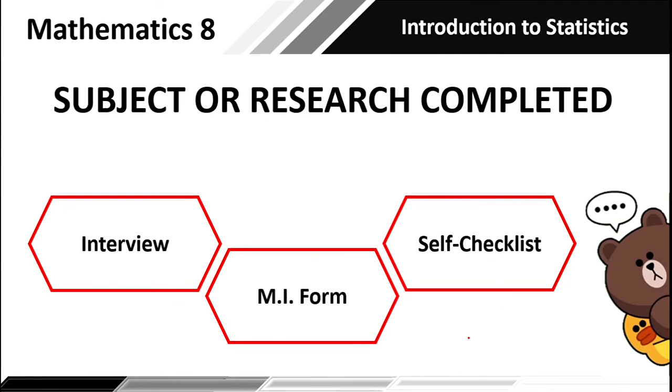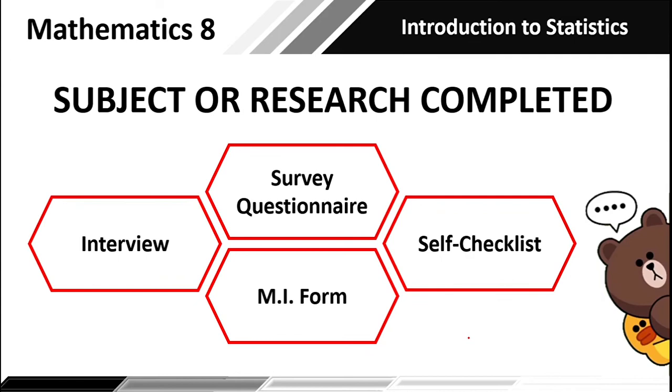Next, self checklist. We have here a clue which is the word self. Therefore, the subject under the study is the one who is checking whether this description suits him. Therefore, it is under subject completed instrument. Our last example is survey questionnaire. Survey questionnaire came from the researcher, therefore it is researcher completed instrument. That's how easy it is to identify whether the tools used by the researcher is subject or researcher completed instrument.